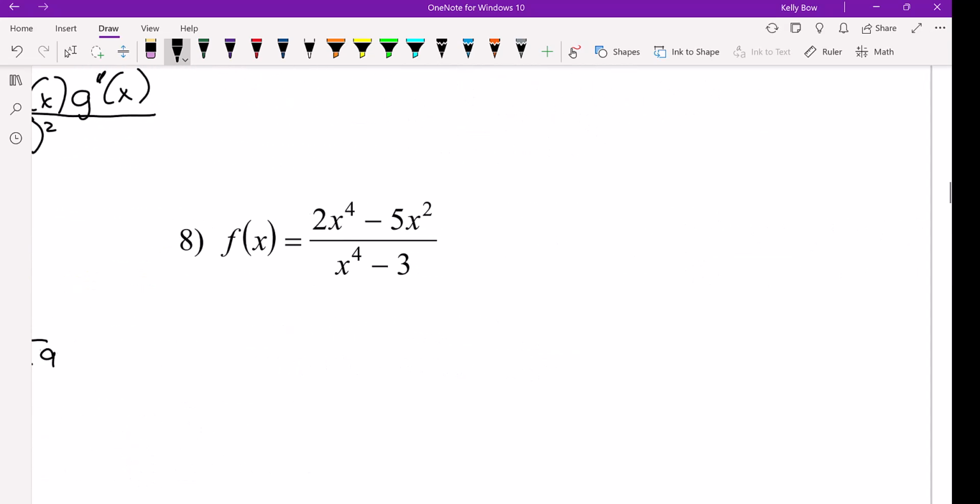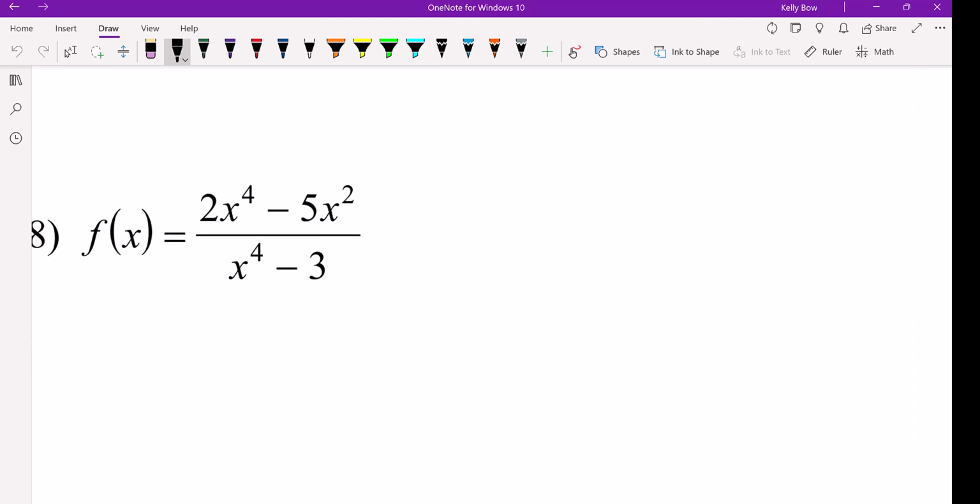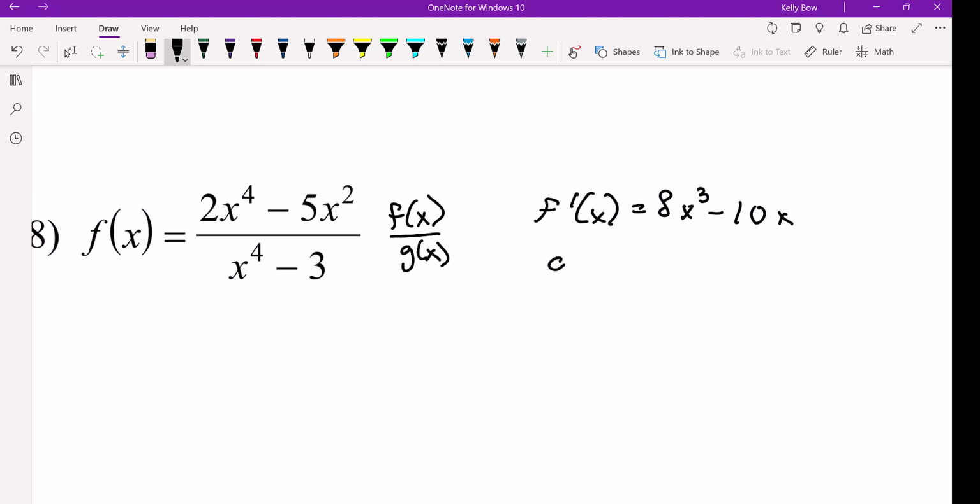Okay. Now we've got two binomials. This is f. This is g. So f prime, interesting, we have 8x cubed minus 10x. And the derivative of the denominator function would be 4x cubed. All right, and then we plug it in.